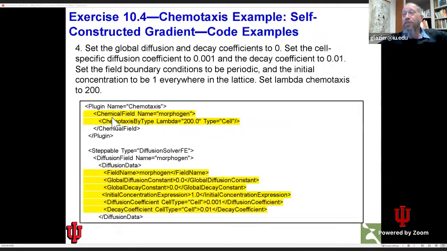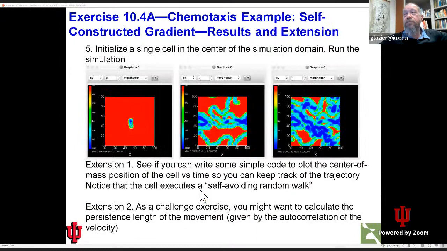All right. So here's how I would do it. Plug in name chemotaxis. Here morphogen lambda chemo cell. And here I set the global diffusion constant, decay constant to 0, initial concentration of 1 everywhere, diffusion coefficient of 0.001 inside the cell, decay coefficient of 0.01. And here's what I got.